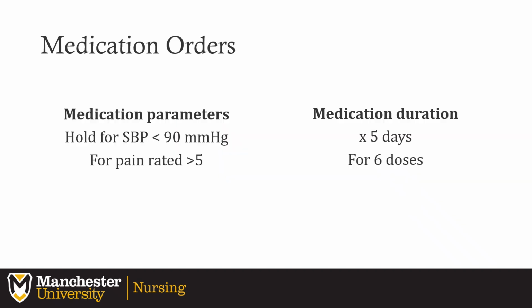There are other components that may be added to medication orders, including parameters for delivery. As some examples, hold for a systolic blood pressure less than 90 millimeters mercury, or indicated for pain rated greater than 5. Sometimes medication duration is added to an order, as an antibiotic may be given for maybe 5 days, or for a total of 6 doses, as a couple of examples.